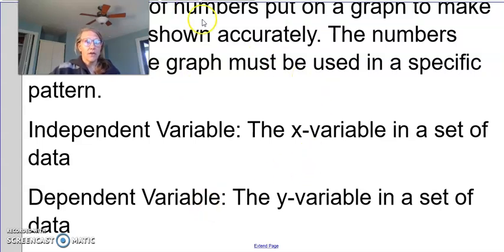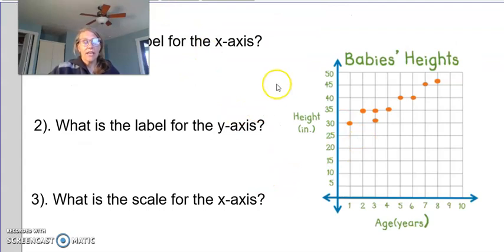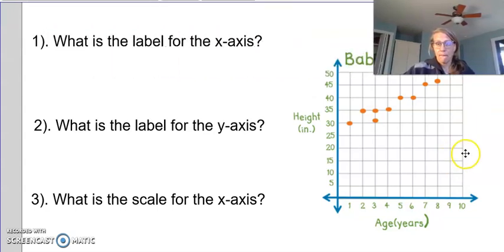All right, so if we look at this situation right here, and I've got to move my mug here so you can see it. All right, this is a baby's height. I'm covering up the title here. What I want you to do first right now is answer this first question. What is the label for the x-axis? All right, you should have labeled age in years for the x-axis.